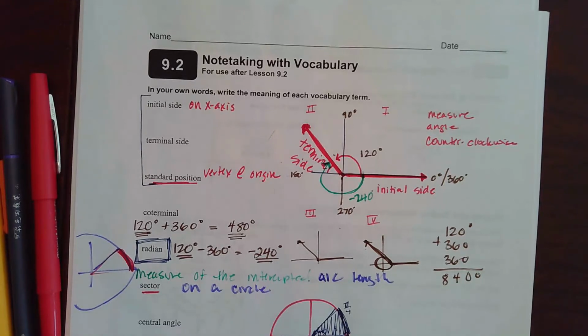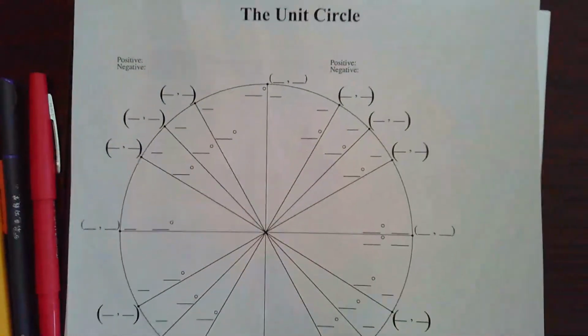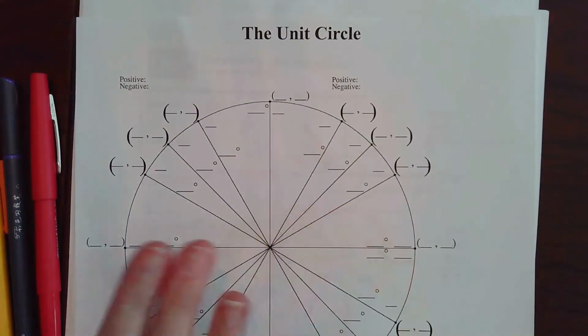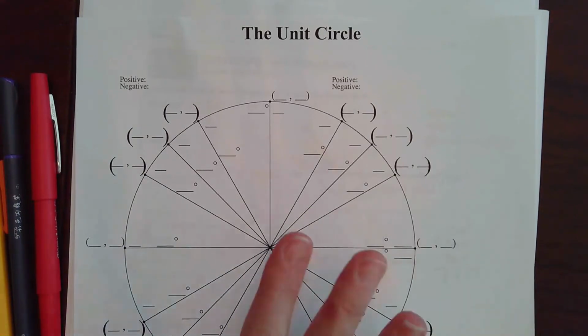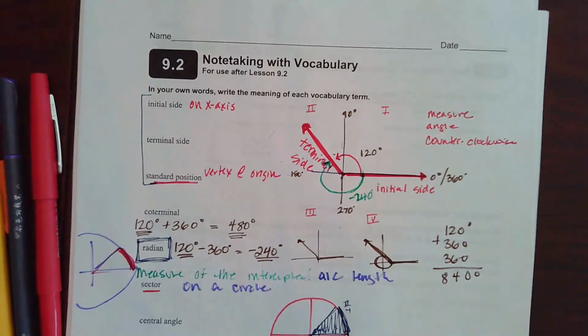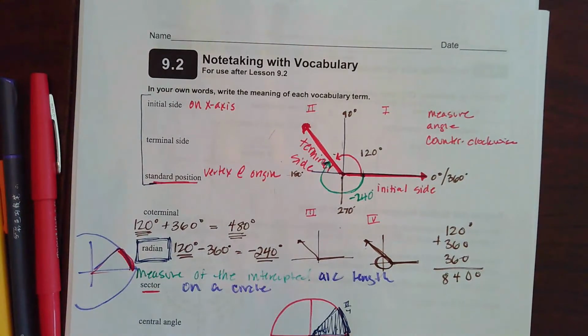So if you haven't already done so, there is this sheet that I have printed on Canvas. It's just a blank unit circle. You don't have to have it. You can always just draw one on a piece of paper. But if you want to print one off, I would encourage you to do so. You can pause the video and do that now.